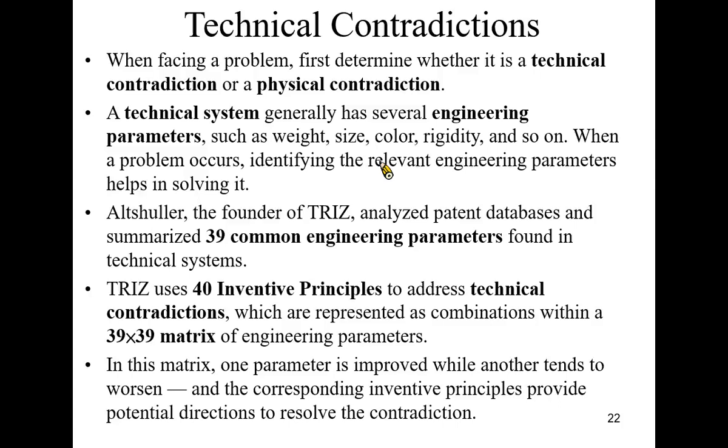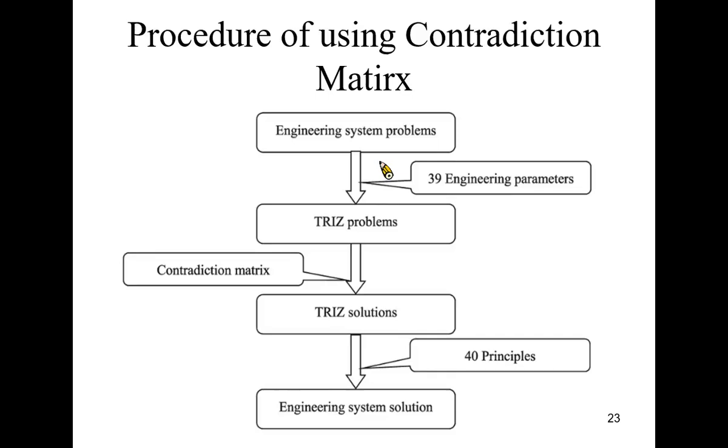TRIZ uses 40 inventive principles to address the technical contradictions. This contradiction matrix is a 39 by 39 matrix. In this matrix, one parameter is improved when the other one is getting worse. So this is the procedure of using the contradiction matrix.